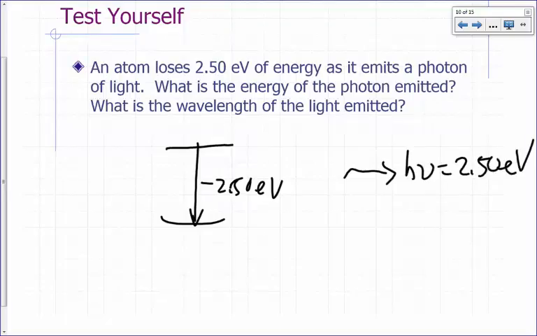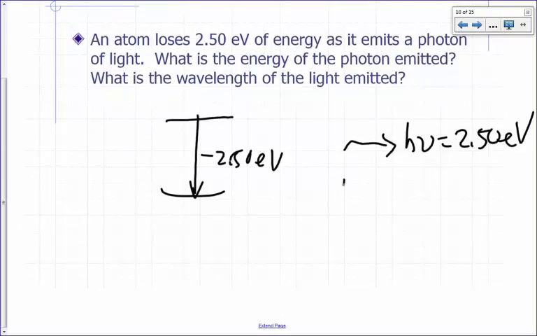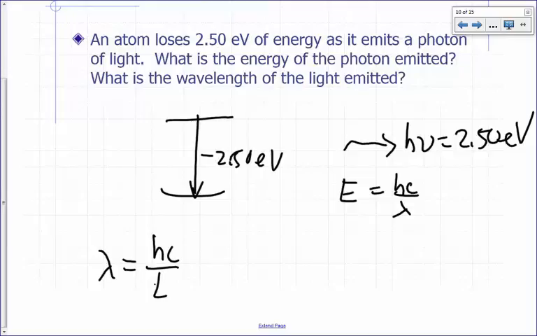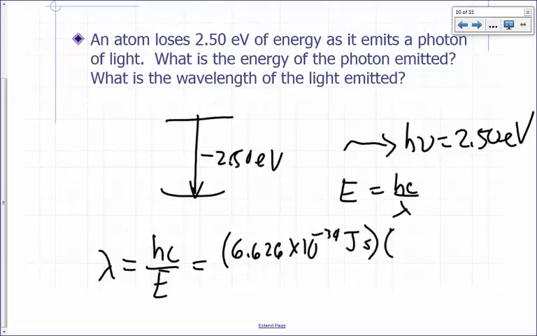What's the wavelength of the light that's emitted? How do you calculate lambda? Okay, energy of the photon is hc over lambda. So how do I solve for lambda? hc over E photon, right? So what's h? 6.626 times 10 to the negative 34 joules second. C is 2.998 times 10 to the 8 meters per second.